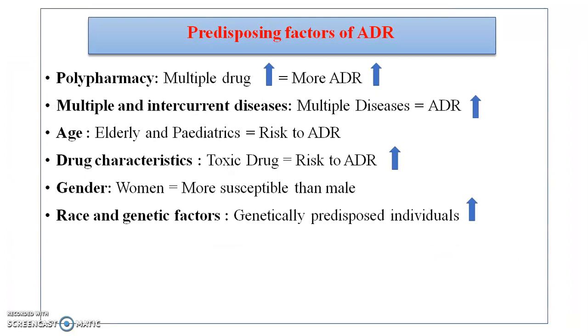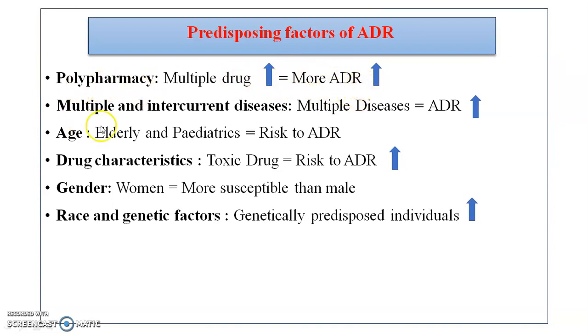Some of the predisposing factors which are quite common in case of adverse drug reactions. The first one is polypharmacy, a prescription which contains more than 4 drugs in a single prescription. Because of this polypharmacy, if multiple drugs are increased, ultimately you will have increased chances of developing adverse drug reactions.